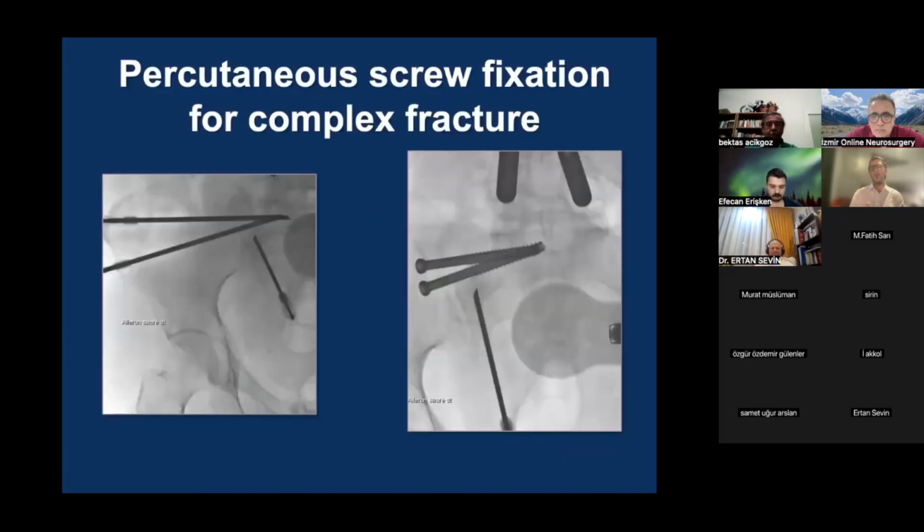That's why nowadays, more and more, we use percutaneous screw fixation, especially for complex fractures. So here, this patient had a right sacral ala fracture. What we perform is a screw fixation under general anesthesia. We use a 7-gauge bone needle, and we do an exchange with a Kirschner spindle.